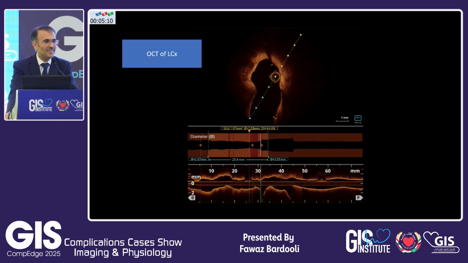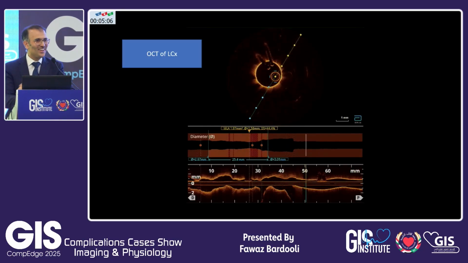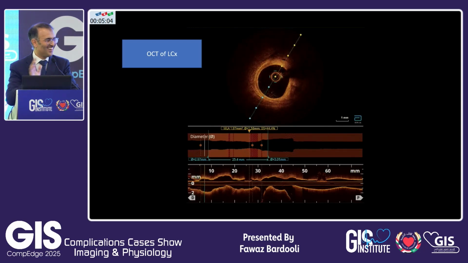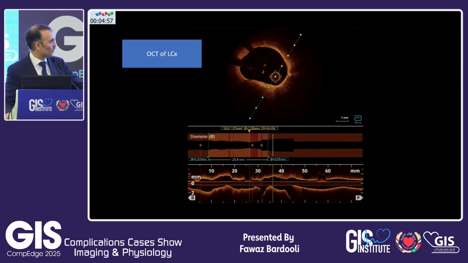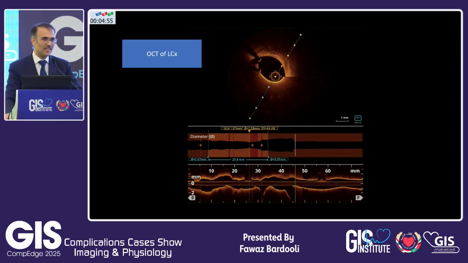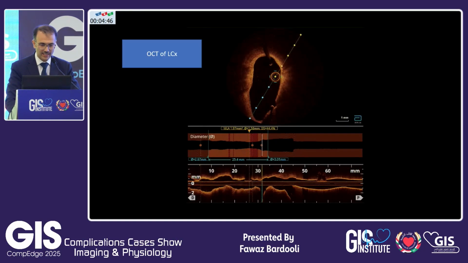Okay, I think we need to move quickly. I don't need to wake you up anymore. All right, if you look at this circumflex, this is an OCT pullback from the circ back to the proximal area. Is this something that you need to treat or not? The lumen, beautiful. Okay, I'll come to that.